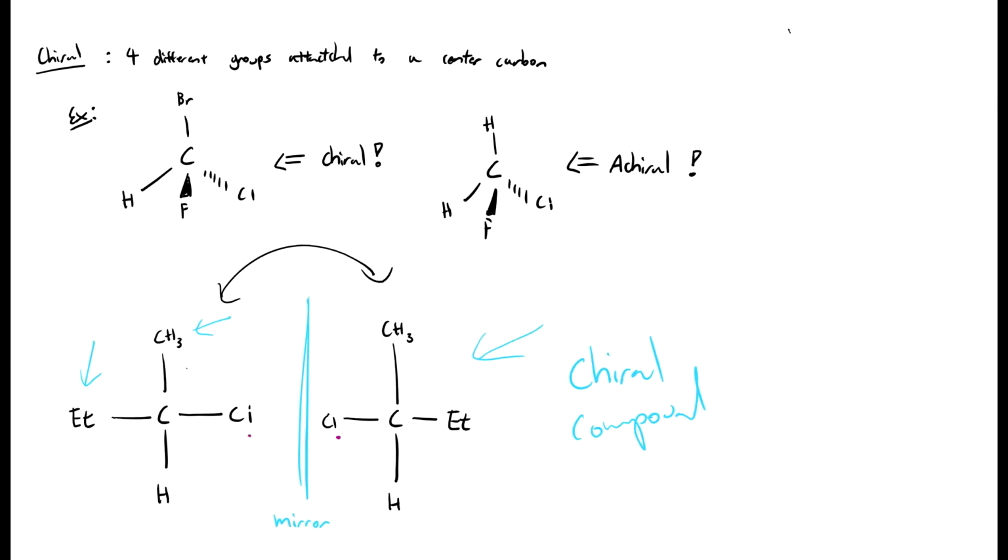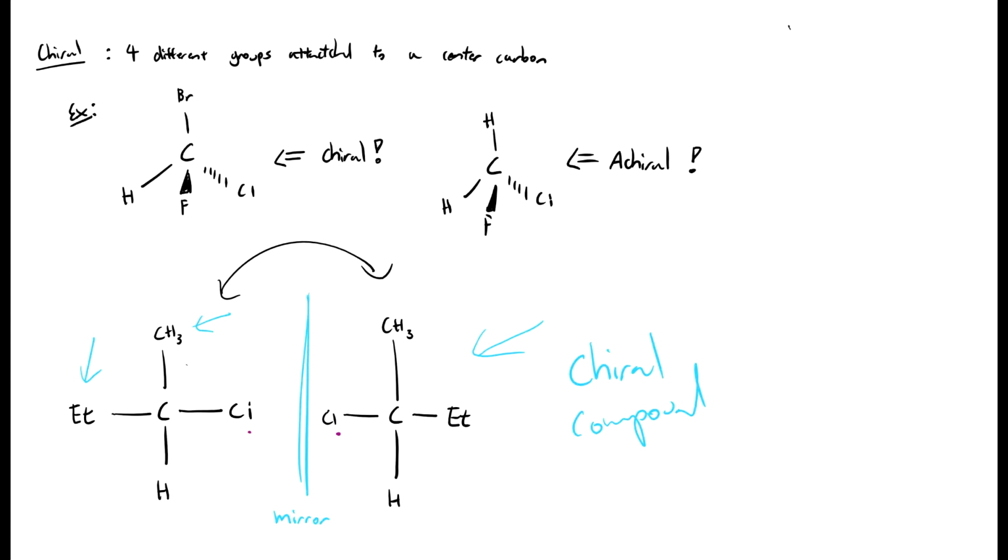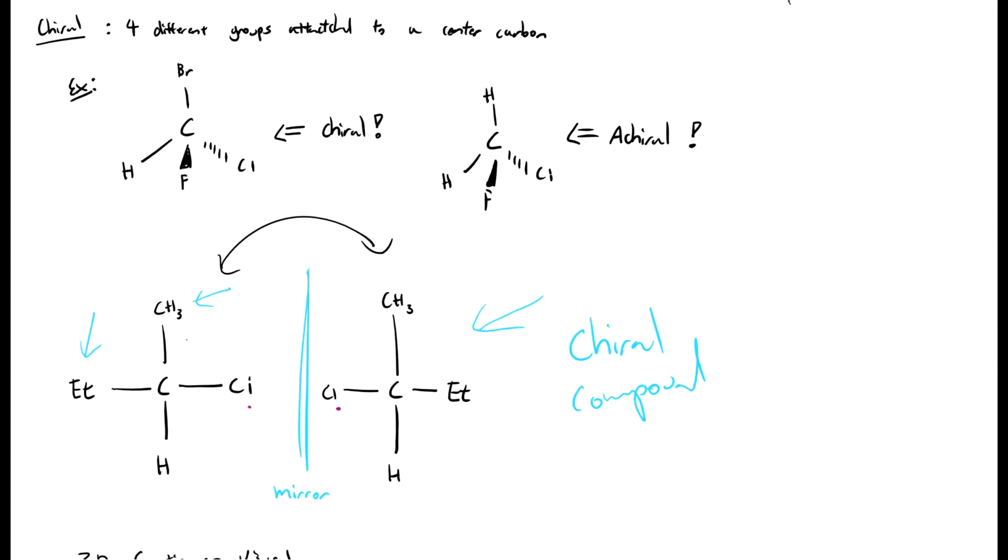So in this case, if a molecule has a mirror image like this, and it can do that, then it's a special pair, and that pair of molecules is called enantiomers. Enantiomers.